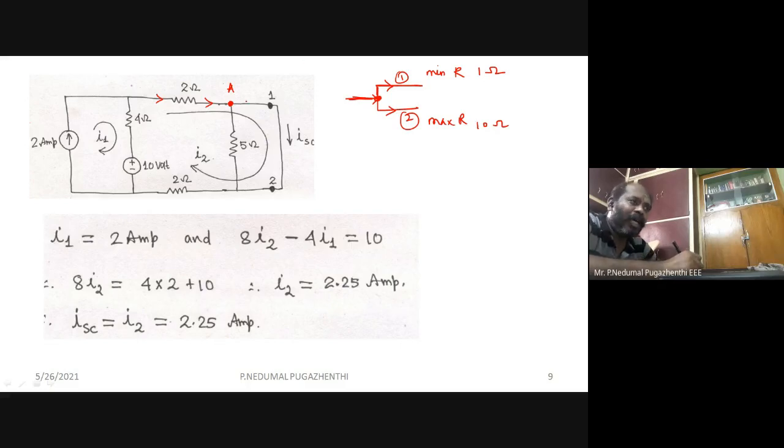The same way at this node A, now tell me, I have two branches. One is through the 5 ohm and the other branch is through the terminals 1 and 2.